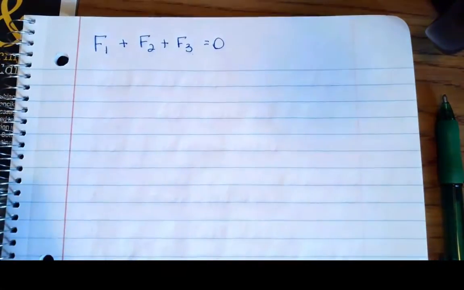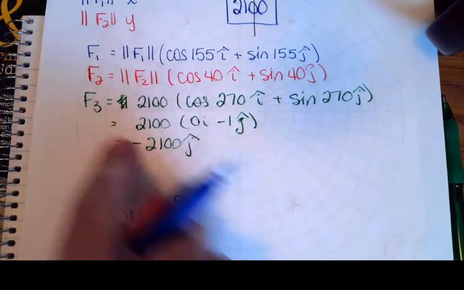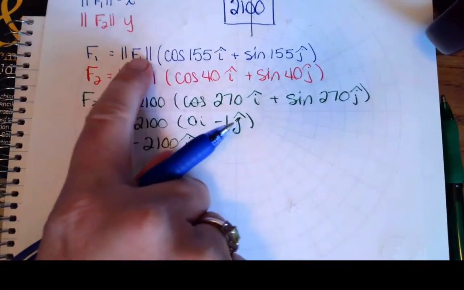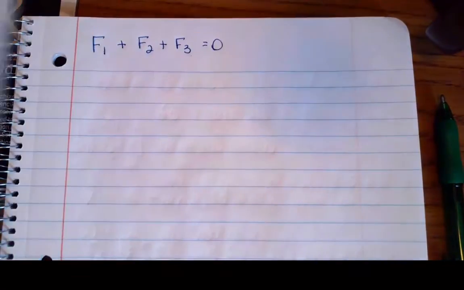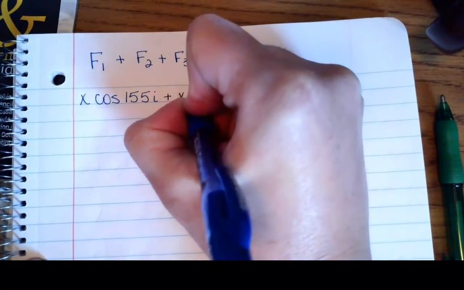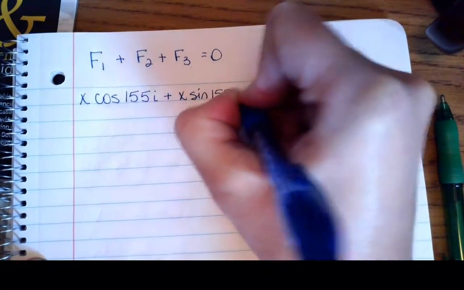So that's where we're going to come over to this piece of paper. I got force 1 plus force 2 plus force 3 must equal 0. And I know the entire piece of information for force 3. It's just negative 2,100 J. So I'm going to replace this with an X and this with a Y. So what I have first is F1 is going to be X times the cosine of 155 on I plus X times the sine of 155 on J.